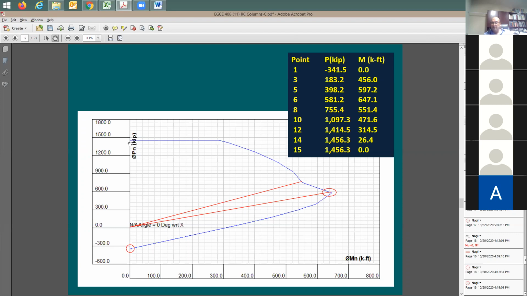Tension. That's where phi Tn is equal to. Do you know how to find the tension force here, or the tension value? Isn't that the As times Fy? As times Fy? Is this what you're saying? Yes. No compression effect at all?